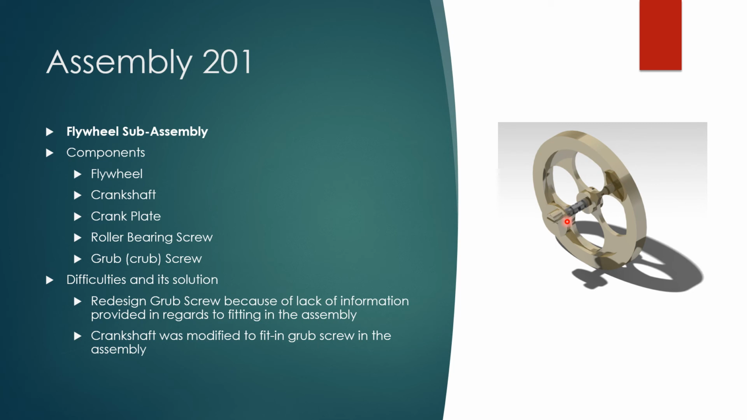Some difficulties we faced in this assembly were mostly about the grub screw because of the lack of information. It was not included in any of the drawings that we could see. It was just listed on the part description list, and we had to extend the grub screw in order for it to meet with the crankshaft, which is going to be talked about further down in the presentation. But once we were able to fix the grub screw, we were able to assemble this together and have it move properly.